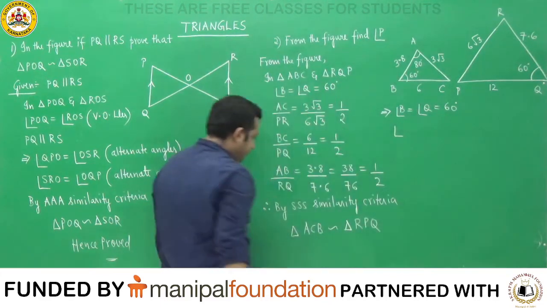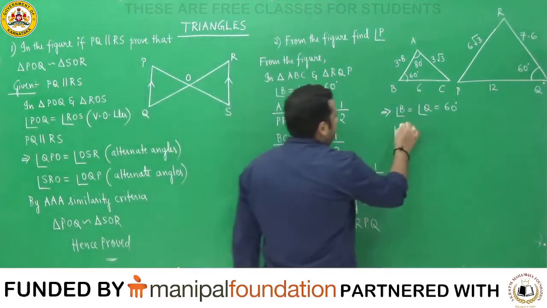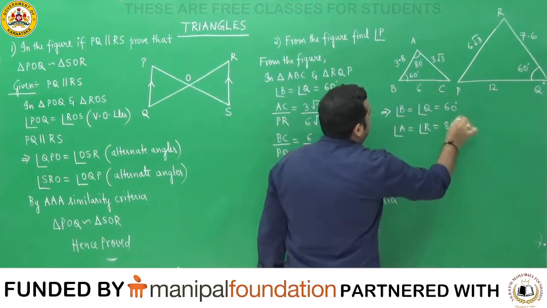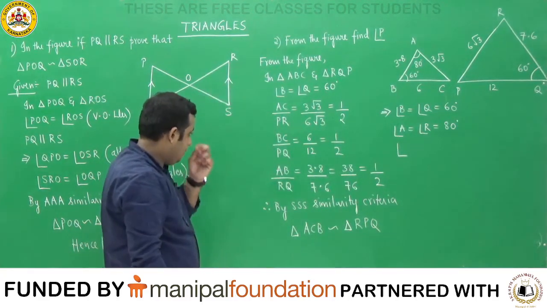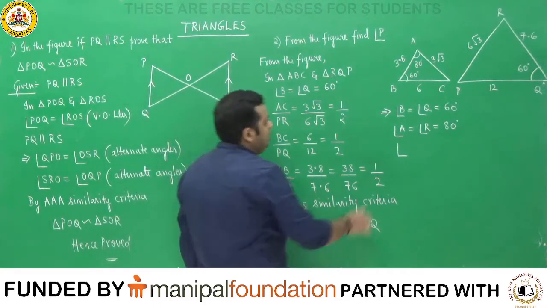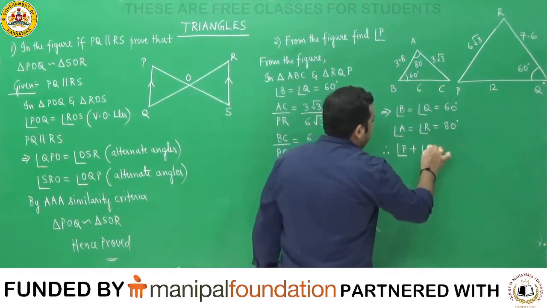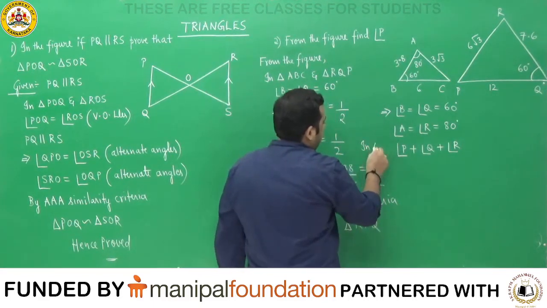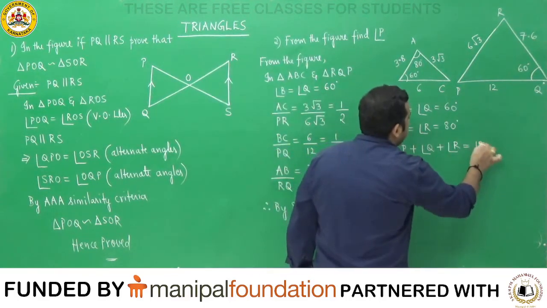Angle A is equal to angle R. Angle A should be equal to angle R, which is 80 degrees. Therefore angle P plus angle Q plus angle R should be equal to how much in triangle PQR? In triangle PQR, angle P plus angle Q plus angle R is 180 degrees.